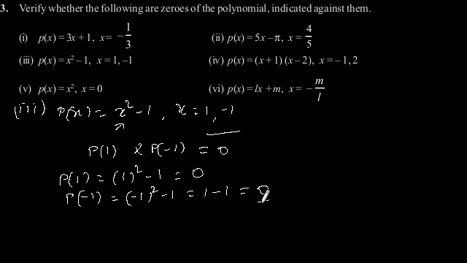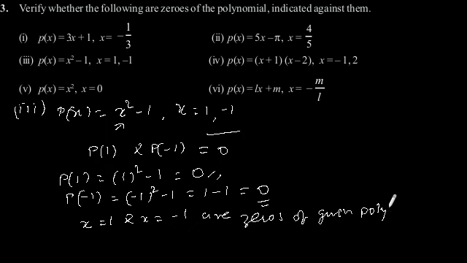is equal to 0. So here we can see that by putting x is equal to 1 and minus 1, we are getting answer 0. So x is equal to 1 and x is equal to minus 1 are zeros of the given polynomial. So answer is yes.